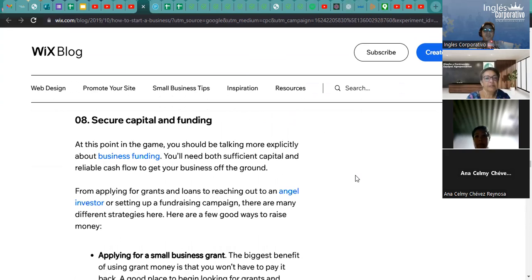Okay. Let's see some words. This one says explicitly. It's similar to Spanish, right? Explicit. So very detailed, or in detail something, right? In detail, very clearly. Explicitly. What is cash flow?